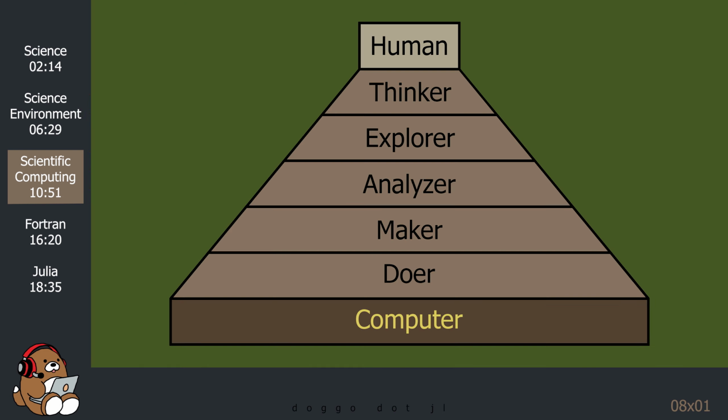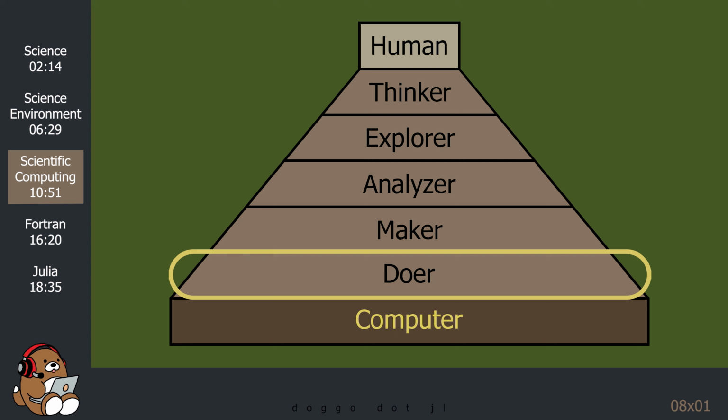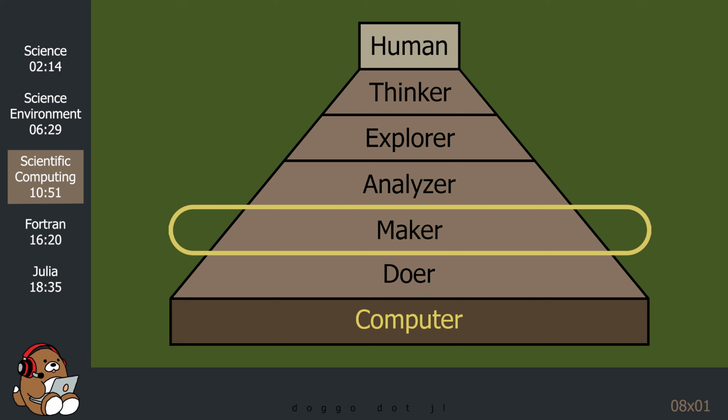I am repurposing this diagram that I used in a previous video. This diagram represents the different tiers of users of a computer programming language. Users at each tier have a different motivation for using a programming language. The motivation of a doer is to keep an operation running. The motivation of a maker is to develop a product or service, often for profit.